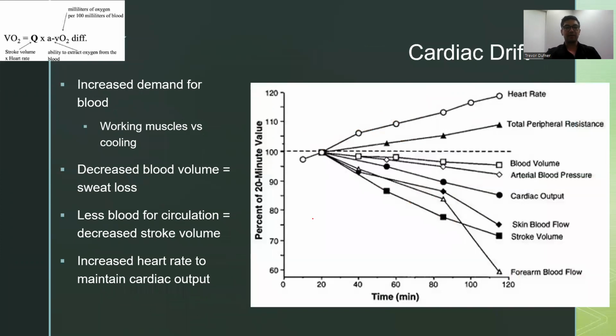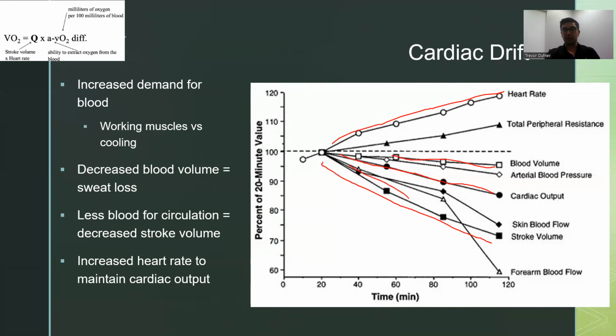So again, talking about cardiac drift, increased demand for blood. As you go through long-term exercise, and as you begin to become dehydrated and severely fatigued, you begin to see your stroke volume go down. And because your stroke volume is going down, your heart rate needs to go up to attempt to maintain cardiac output. But because your stroke volume is going down so much, becoming so dehydrated, your cardiac output is also drifting down. Your blood volume is drifting down because you are dehydrated.